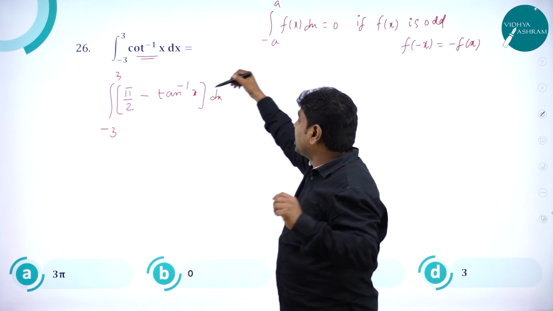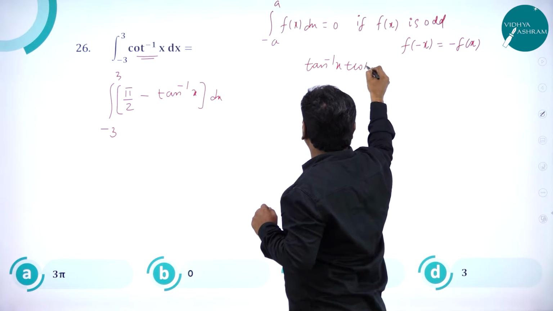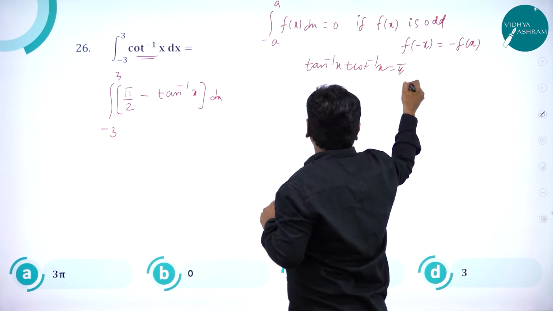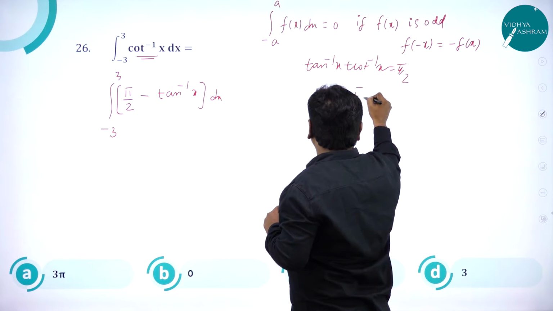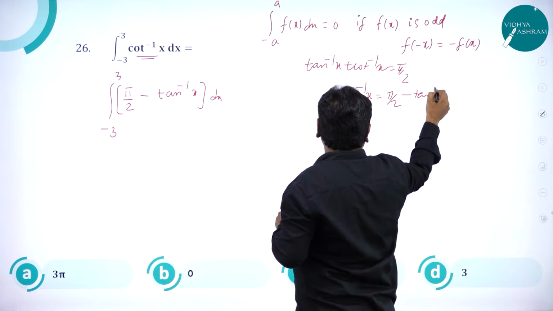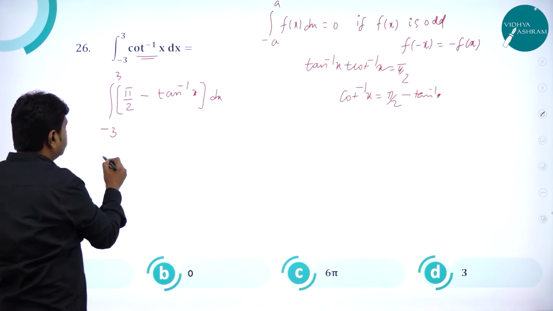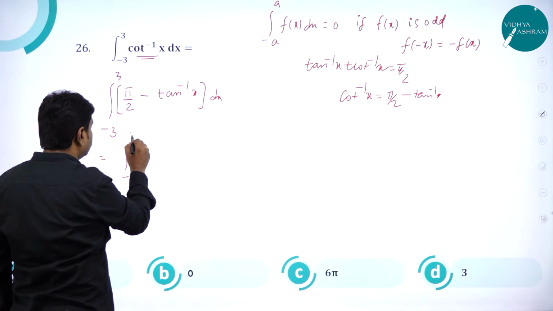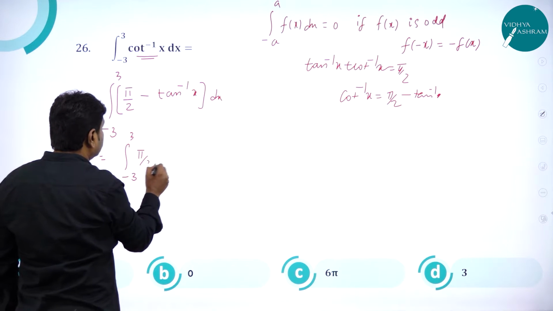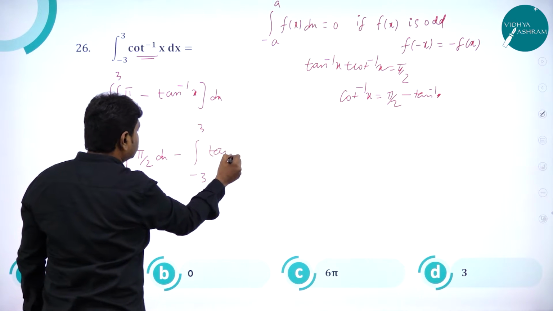So I cannot use that directly, so I am using the relation. All of you know tan inverse x plus cot inverse x is pi by 2. So you need cot inverse x. Instead of cot inverse x, you can write pi by 2 minus tan inverse x. That's what I have done. Now integrate. The integral from minus 3 to 3 of pi by 2 dx minus the integral from minus 3 to 3 of tan inverse x dx.